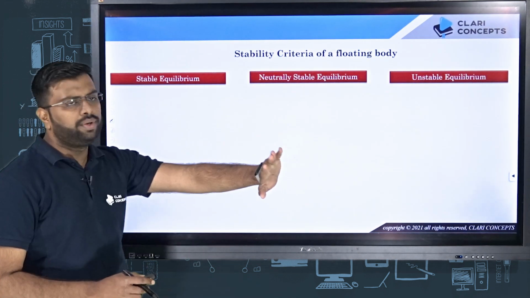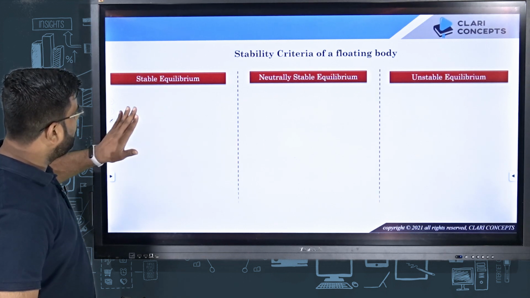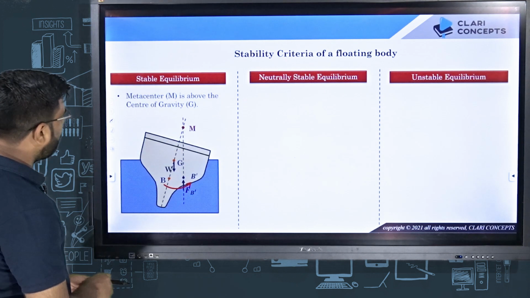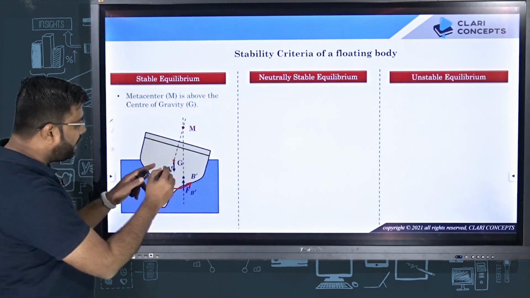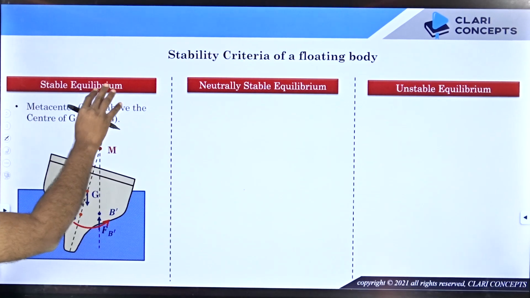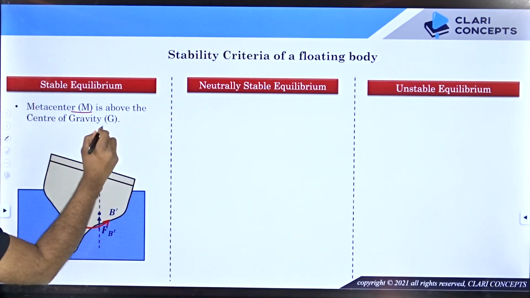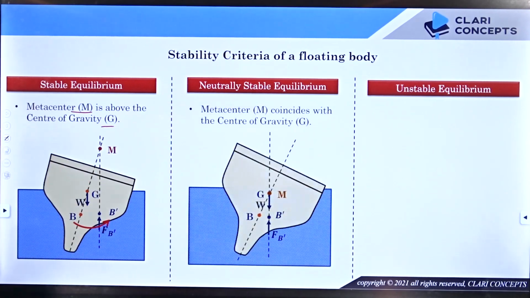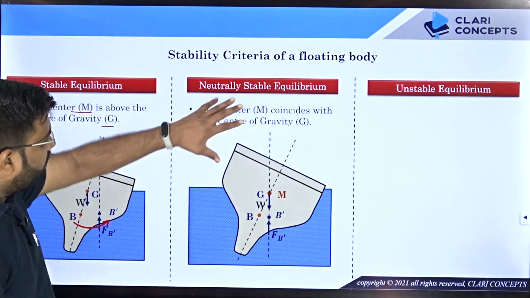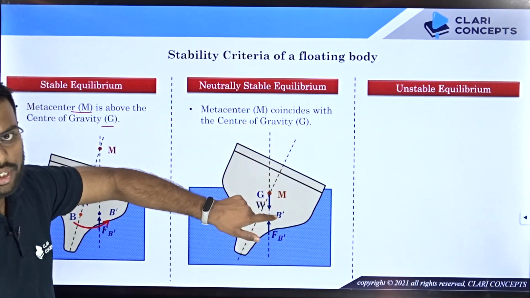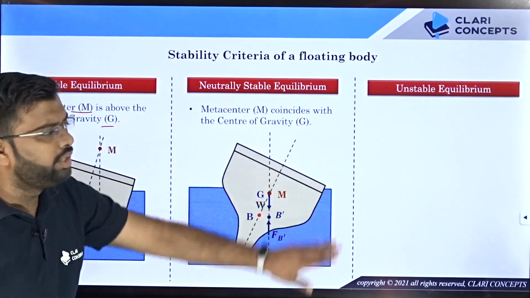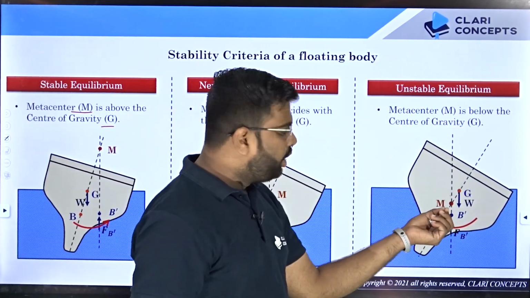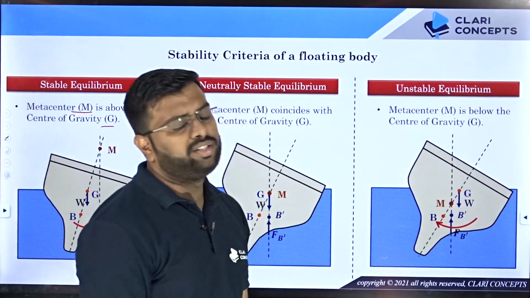There were three conditions of a floating body: one, when the body is in stable equilibrium; another, neutrally stable equilibrium; and third, unstable equilibrium. Now what happens to the relative position of CG and metacentre? Stable equilibrium is only possible when the metacentre is above CG, or rather, the metacentric height, that is GM, is positive. For neutrally stable equilibrium, the metacentre coincides with the center of gravity, G. And when the metacentre is below the center of gravity, the body is in unstable equilibrium.